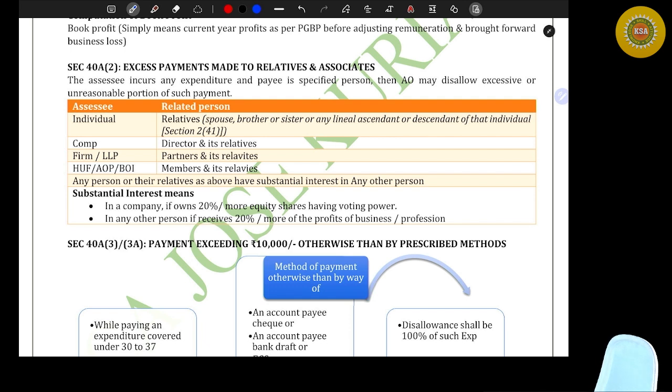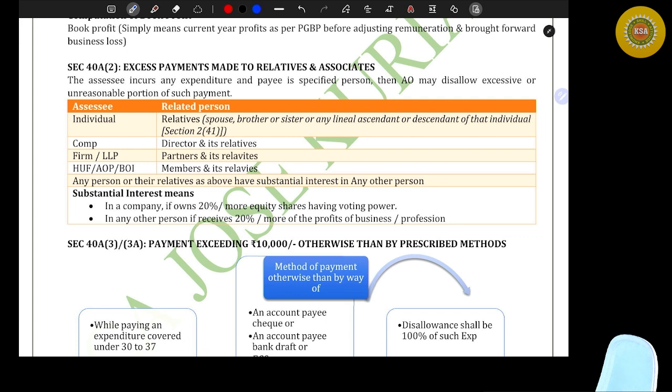Okay. Come back to that particular point. Now listen. See, what is the first sentence? The assessee incurs any expenditure and pays a specified person. Then the AO may disallow the excessive or unreasonable portion of such payment.